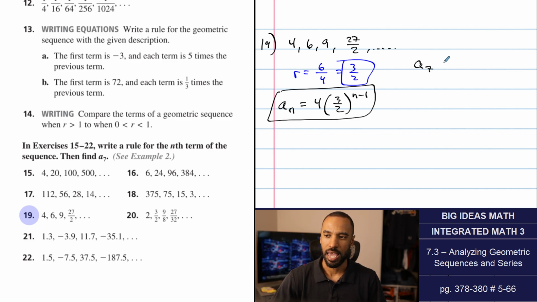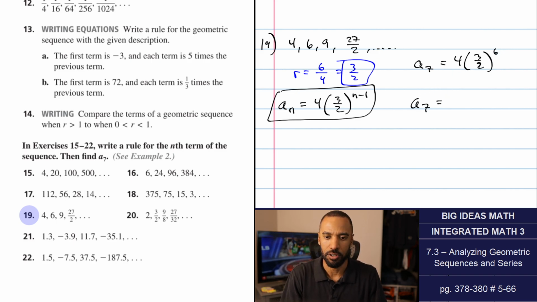The 7th term, again, you can do a substitution. 4 times 3/2 to the 7 minus 1 power, to the 6th power. Now on the calculator, again, I can convert to fraction form after doing my calculation. It'll give me a decimal to begin with, but I need to respect that the problem initially had fractions, so I'm going to live with a fraction answer ultimately. Strange decimal, the fraction answer as an equivalent is 729/16.